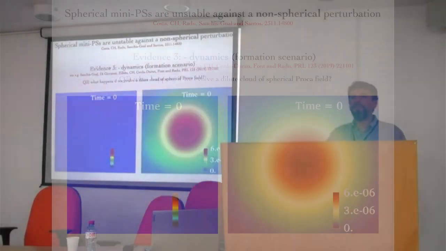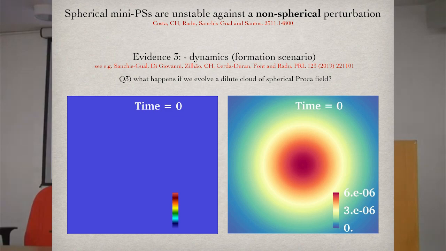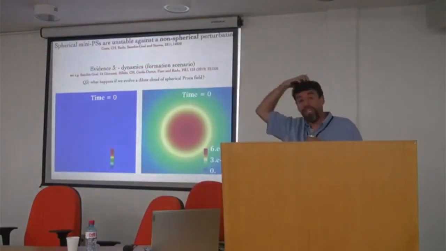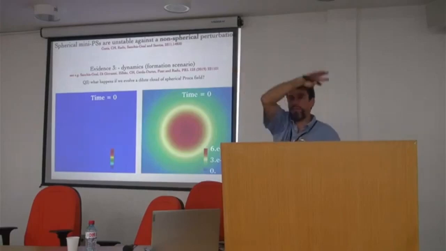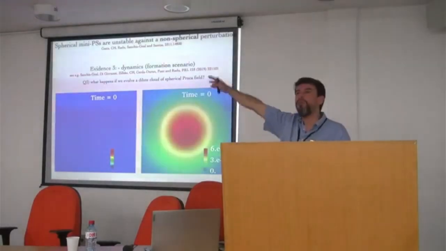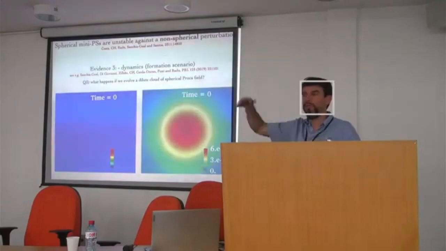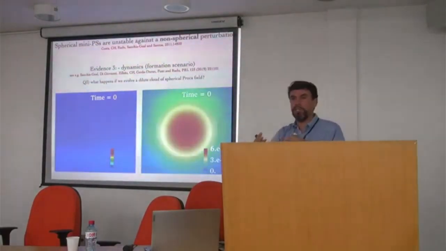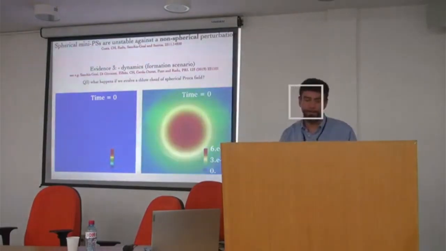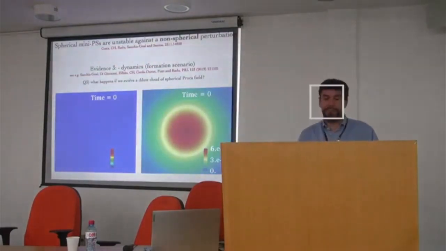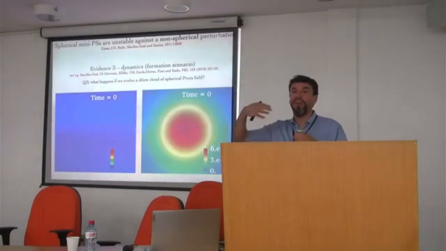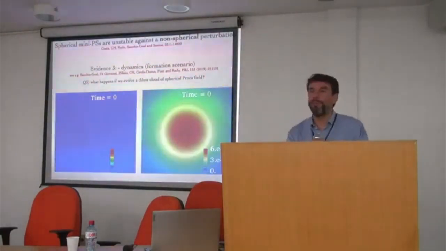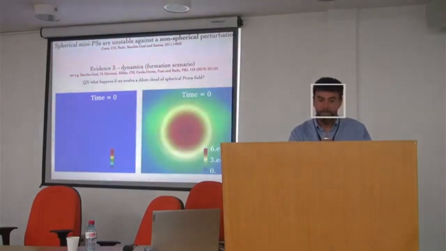But how is this possible, and how was this missed? Because people showed that these spherical Proca stars could form from gravitational cooling. They started with a cloud of spherical Proca field, let it collapse, and a star that looked very much like a spherical Proca star was forming. Yes, but to do that, they've always imposed spherical symmetry. So you have to do it imposing no symmetries whatsoever.